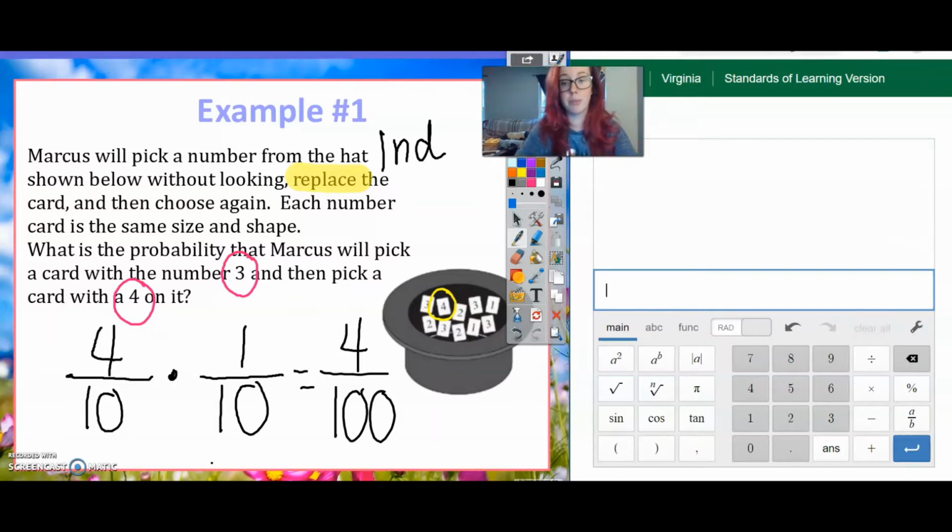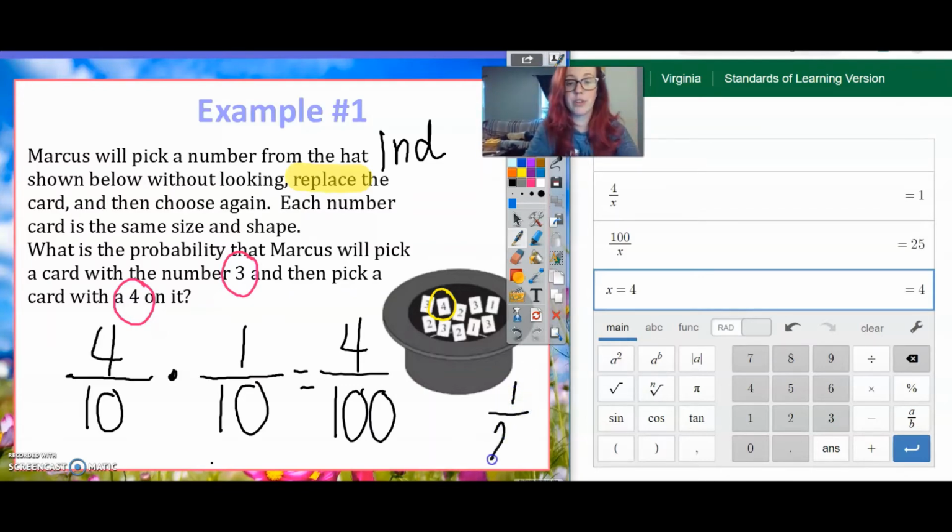But we shouldn't stop there. We should always see if our answer can be simplified. So let's use our method for simplifying. And we'll just start with the numerator, start with 4 and see if that works. And we got very lucky this time. It does work. So my final answer is 1/25. And you won't have to simplify every time.